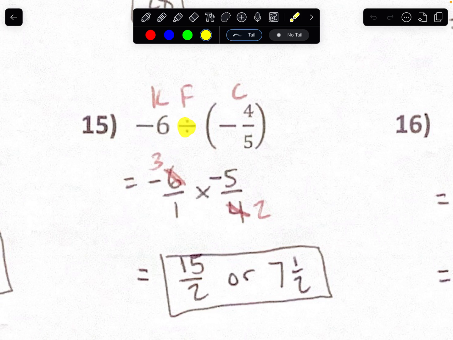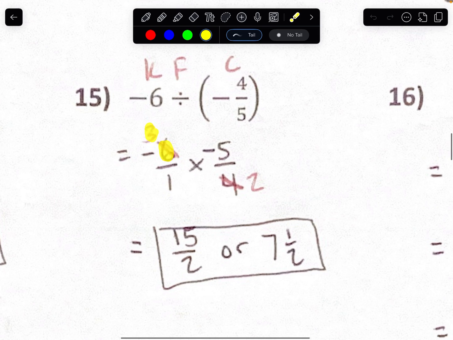We have another division problem, and with the whole number we put a 1 underneath it. So keep, change, flip. 6 and 4 can cross cancel, with 2 being the highest number that can split evenly. So 2 can go into 4 two times, 2 can go into 6 three times. And then we have 2 negatives, so that means our answer is going to be a positive. So 15 over 2 or 7 1/2.